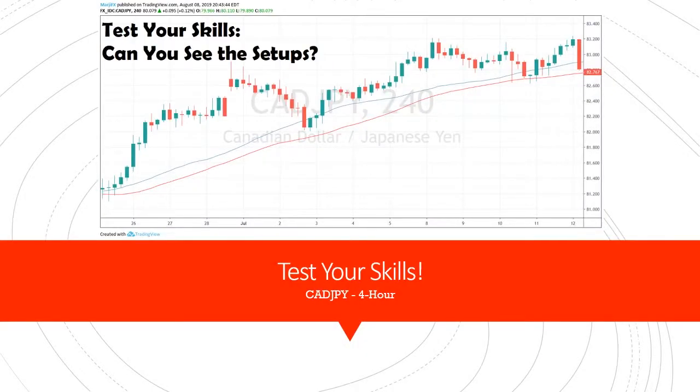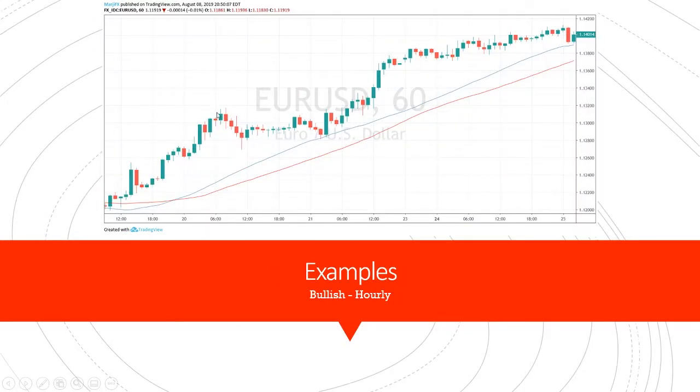Okay, more examples. During this move, I have nothing to do. According to this strategy, there is no setup here. Okay, guys, we dropped, but did this drop touch or get inside the moving average area? No, it is far from it. So I do nothing here.